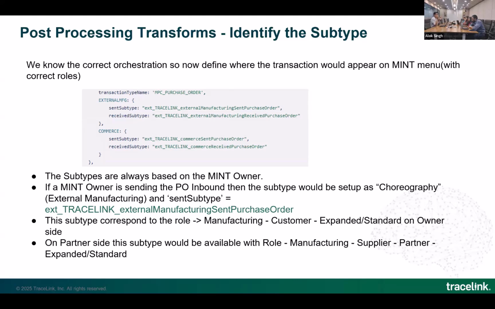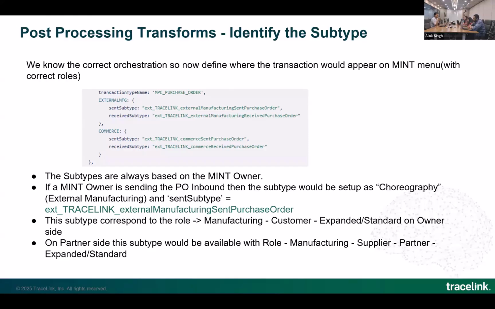Now, if I'm the Mint owner and an external system is sending the transaction to my Mint, that is a sent purchase order, right? And if a partner is sending a transaction or purchase order to my Mint and it is getting delivered outbound, that is a received purchase order form, right?